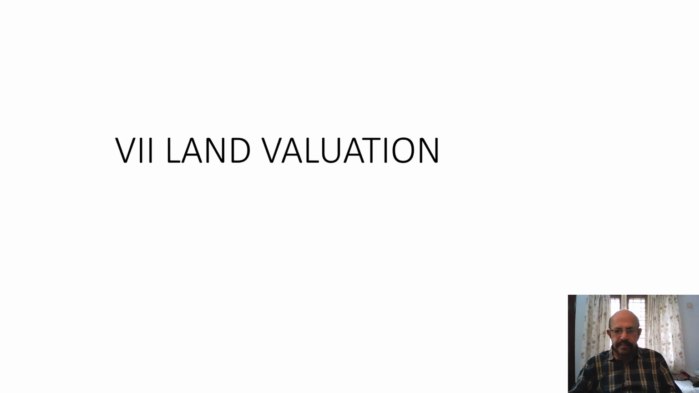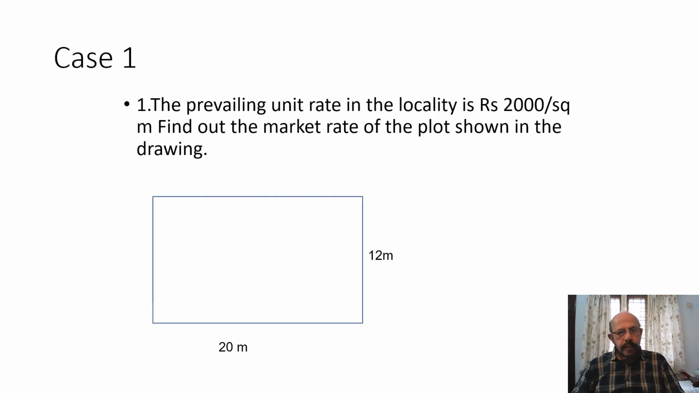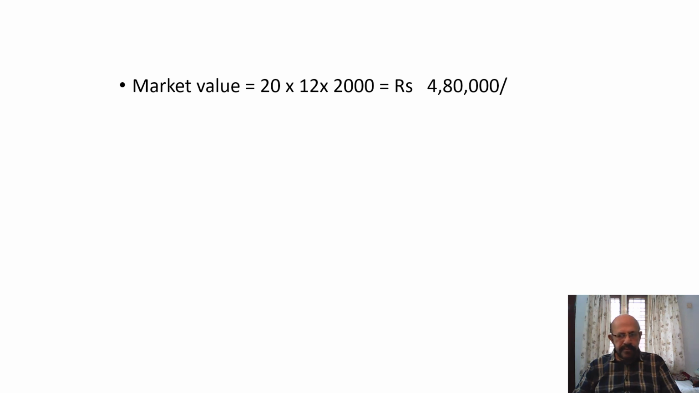Land valuation. Case 1. There is a plot rectangular in shape, length 20 meters and width 12 meters. The prevailing unit rate in the locality is 2000 per square meter. Find out the market value of the plot shown in the drawing. It is a very simple case: the area into the unit rate. So the market value is equal to 20 into 12 into 2000, which is equal to 4,80,000.